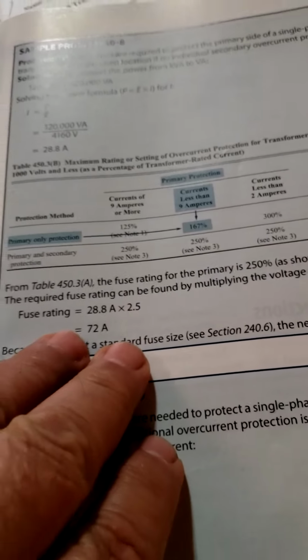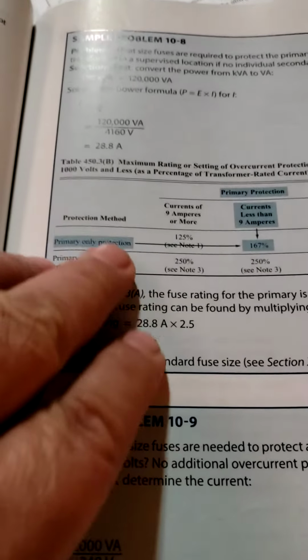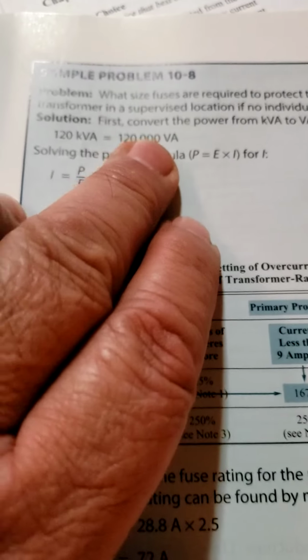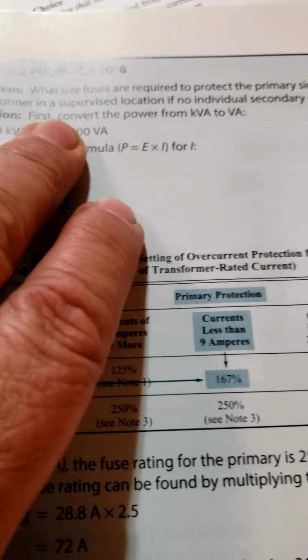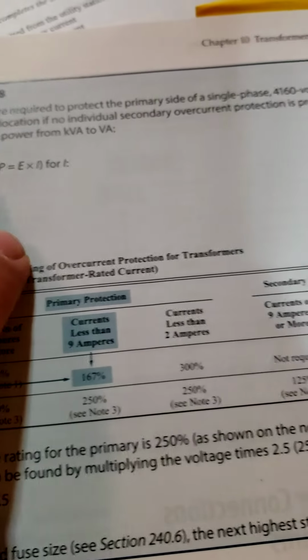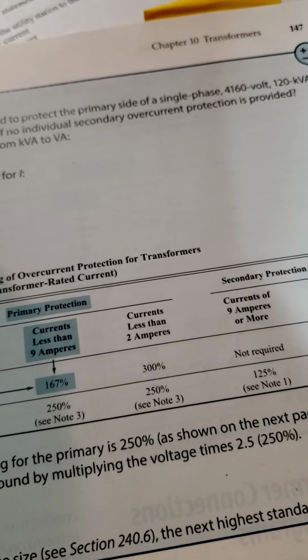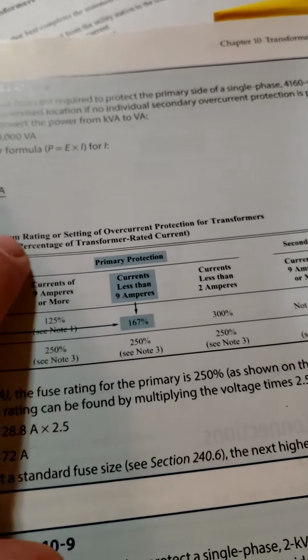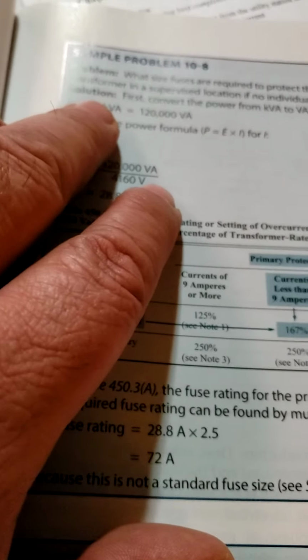I hope this is helpful. It does have some examples here. And again, here they're saying in the question, hold on, I'm trying to read here. So we've got a 4160 on the primary, 120 kVA transformer.